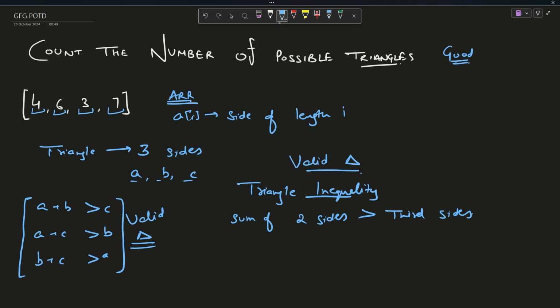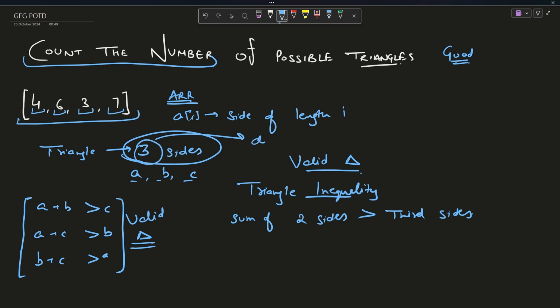Sum of any two sides, A plus B, B plus C, or A plus C should be greater than the third side, the remaining side. Now, how to solve this particular problem? How to get the number? Okay, the array is 4, 6, 3, 7. I want three sides. From an array, I want three different numbers, three different elements.